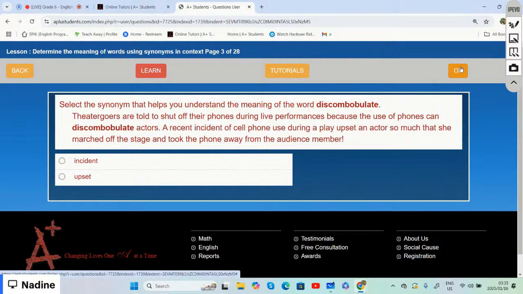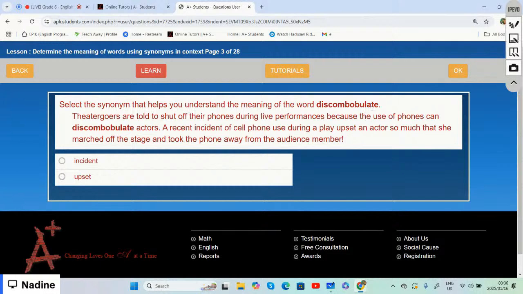The next one says select the synonym that helps you to understand the meaning of the word discombobulate. Discombobulate. Right? It says theater goers are told to shut off their phones during live performances because the use of phones can discombobulate actors.